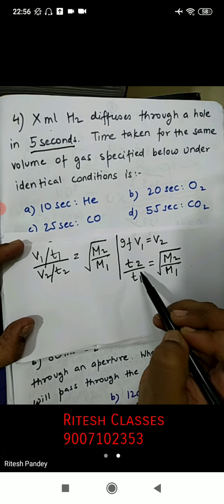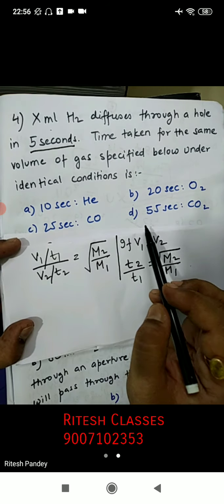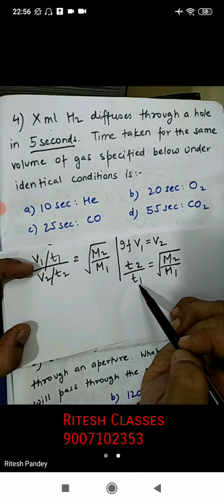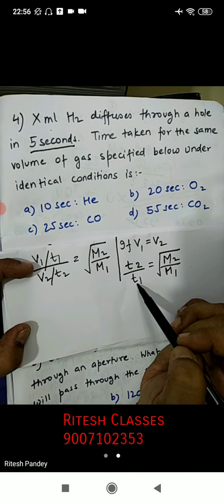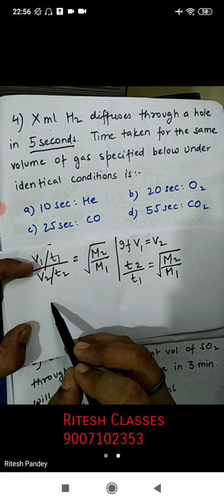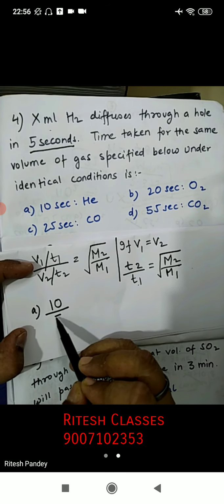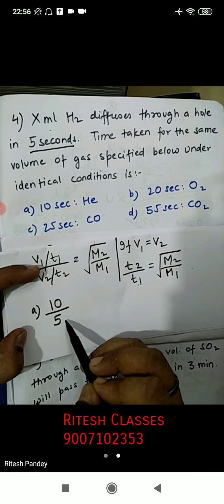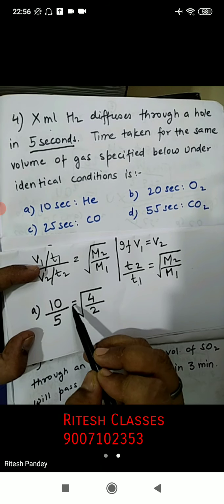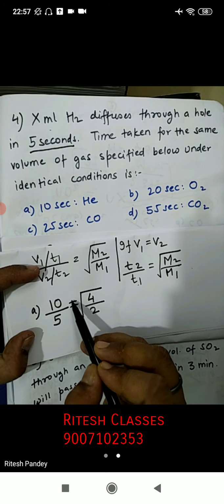Now what I'll do is, I'll find T and the corresponding M for the 4 options and see which is the right option. I know the time taken is 5 seconds for hydrogen. Suppose I go after option A. 10 seconds, option A. 10 seconds upon 5 seconds, helium, hydrogen. Helium, molecular weight is 4. Hydrogen, it's 2. Now, this is root 2 and this is 2. So, this does not match.